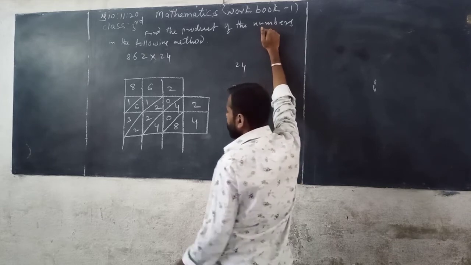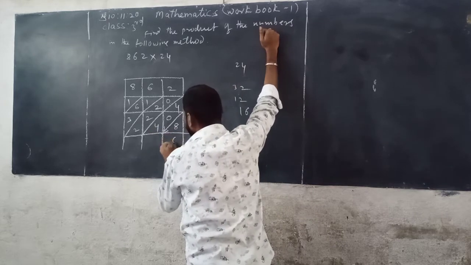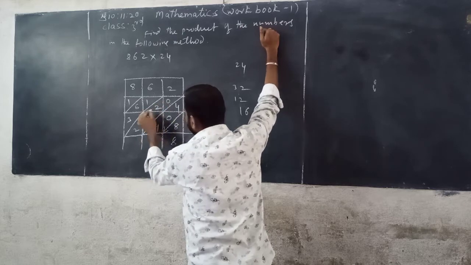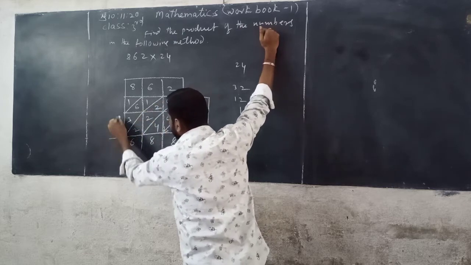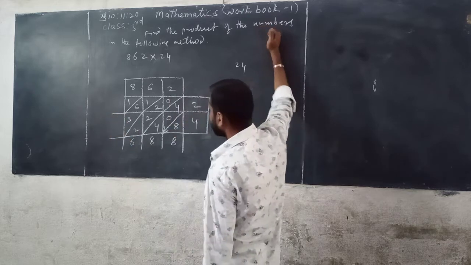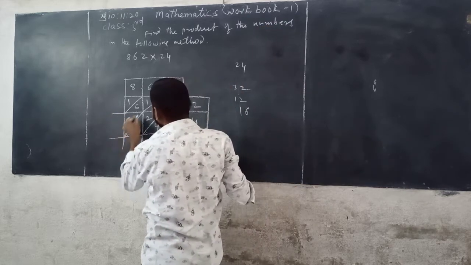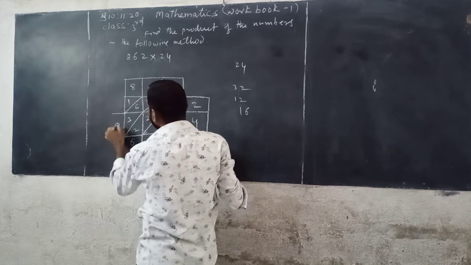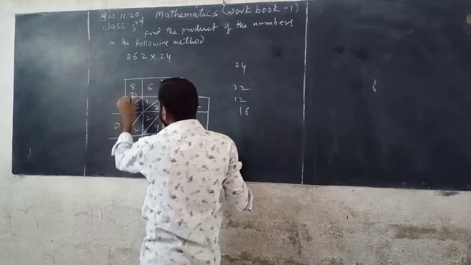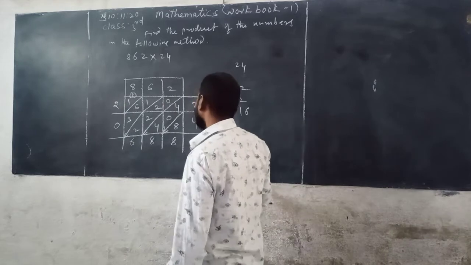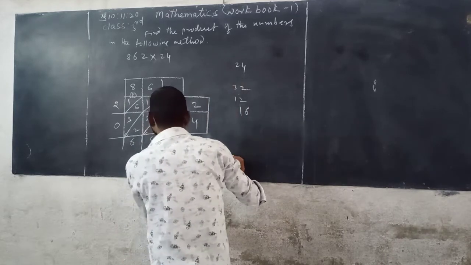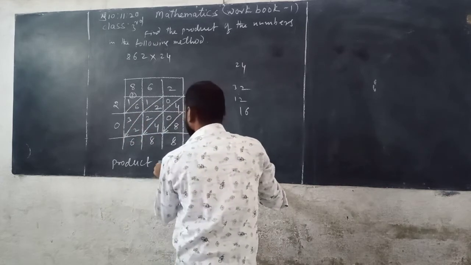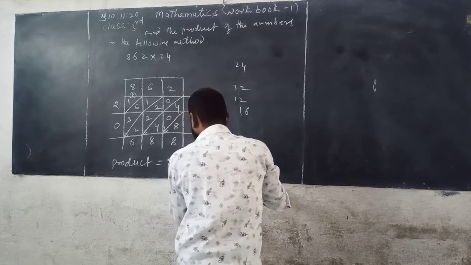Now here add the digits along the diagonals. Now here 8, 4 plus 0, 4 plus 4 is 8. Now here 0 plus 2, 2 plus 2 is 4, 4 plus 2 is 6. Now next we can add this 6, 1 plus 6 is 7, 7 plus 3 is 10. In it 0 taking and carrying 1 here. Now 1 plus 1 you can get 2. So you can write from left to right side, product is equal to 20,688.